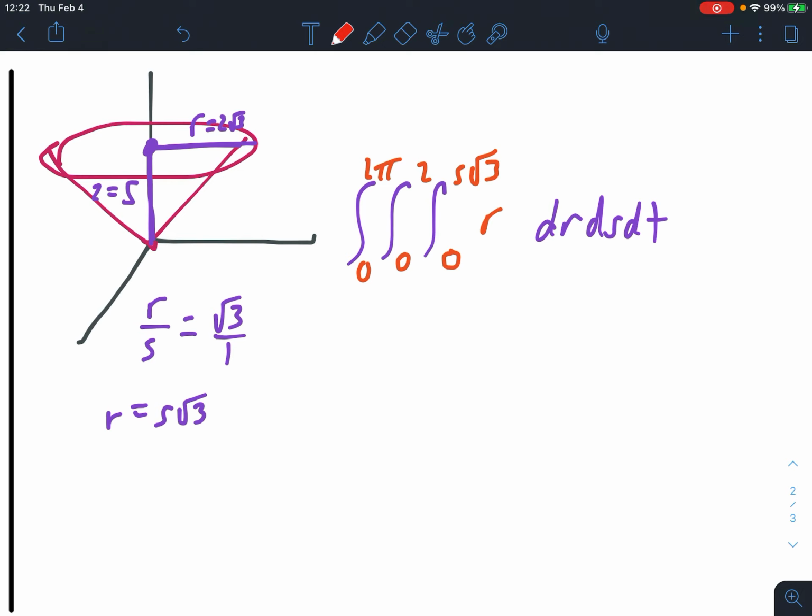So then we can set up the integral. We're going to have t range from 0 to 2 pi again. s is going to go from 0 to 2, because remember, s is just basically like your z coordinate. And then our radius will range from 0 to s root 3. As s increases, so will the radius.